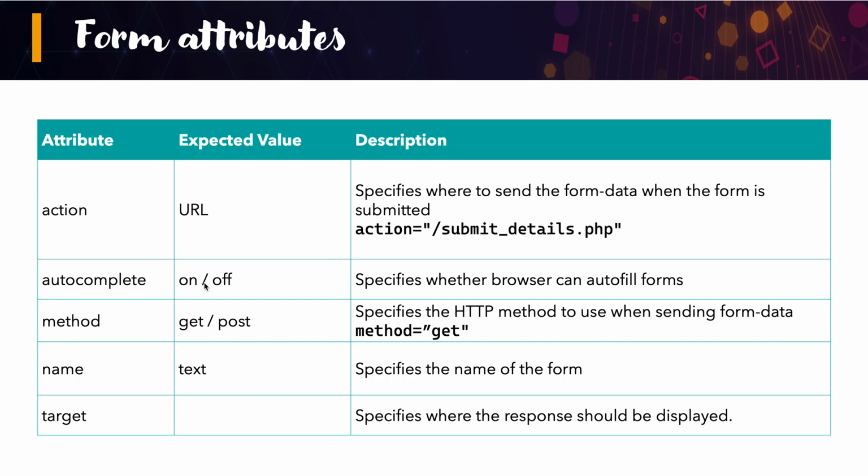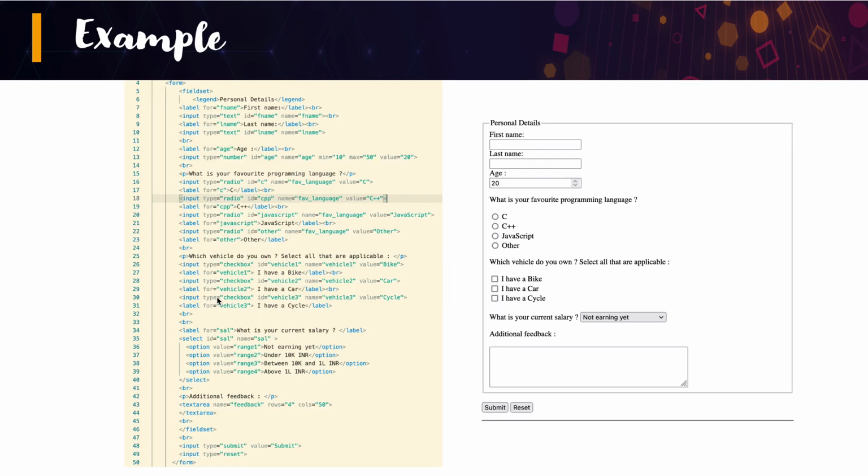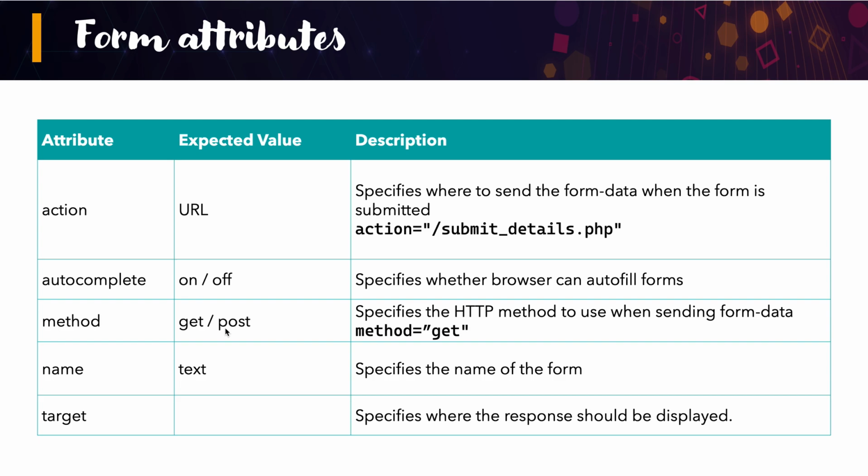Now the form tag we haven't discussed. The line number 4 has a form tag that is ending on line number 50. In this example, no attributes have been mentioned at all. But the form tag has some attributes. Some of these are important.